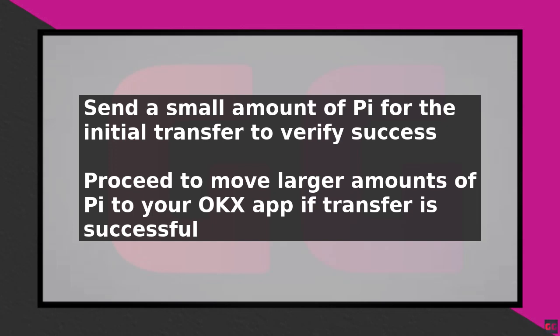It is recommended to send a small amount of Pi, such as 1 or 2, for the initial transfer to verify that it is successful. If the transfer is successful, you can proceed to move larger amounts of Pi to your OKX app.